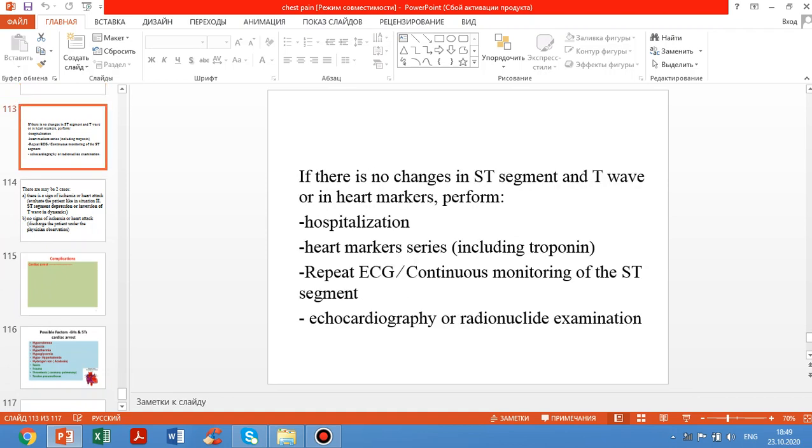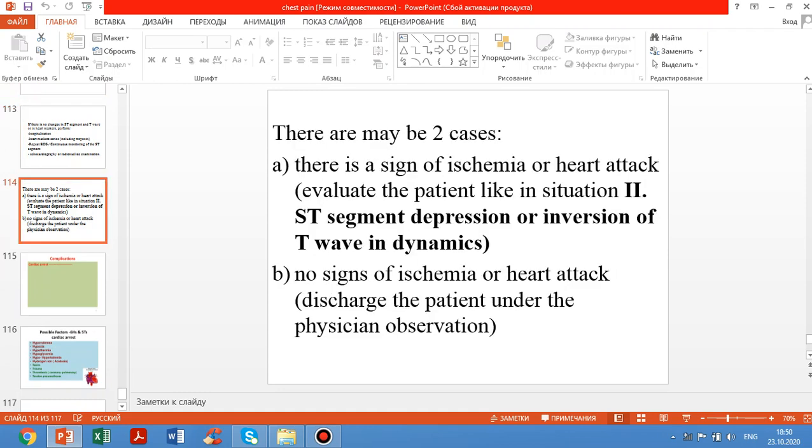If there are no changes in the ST segment and T wave or in heart markers, perform hospitalization. Heart marker series include troponin, repeat ECG, continuous monitoring of the ST segment, echocardiography or radionuclide examination. There may be two cases. There is a sign of ischemia or heart attack: evaluate the patient like in situation 2.